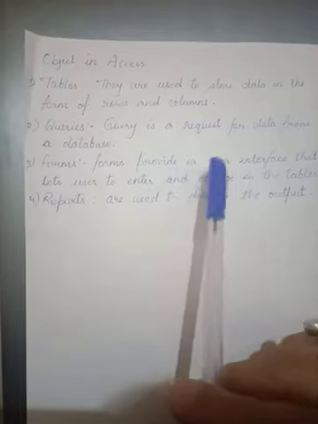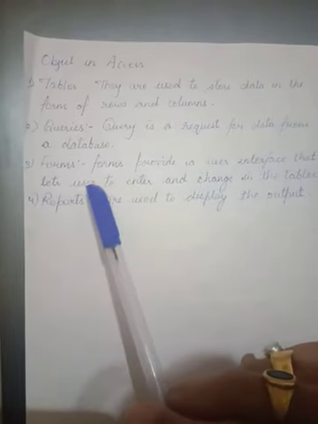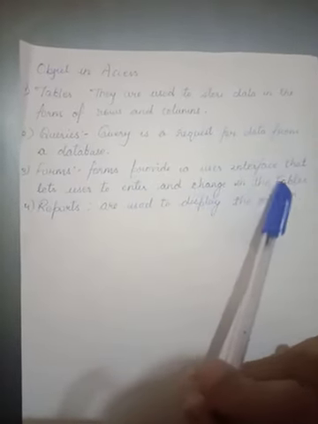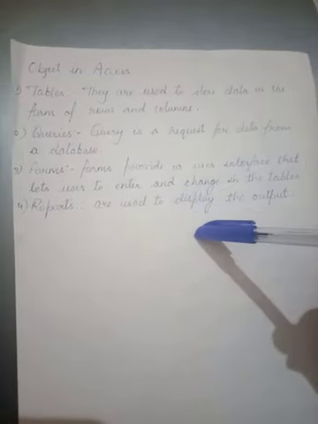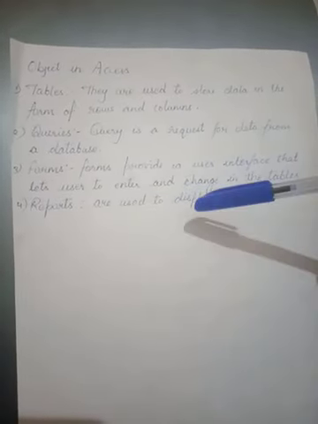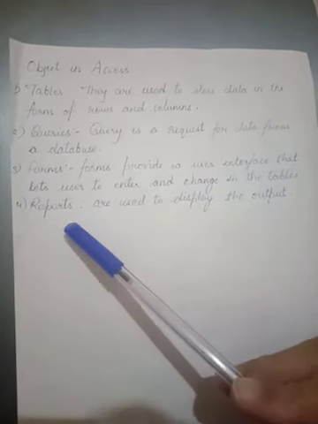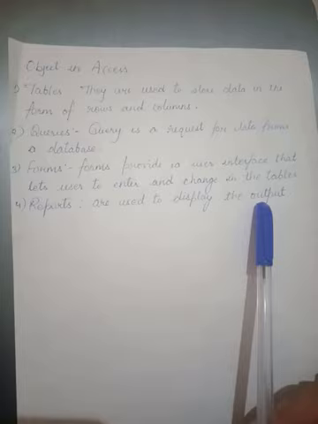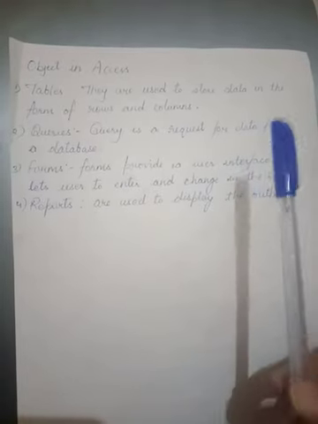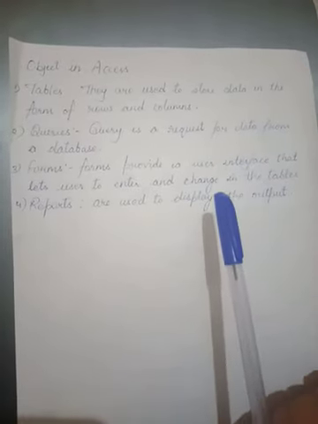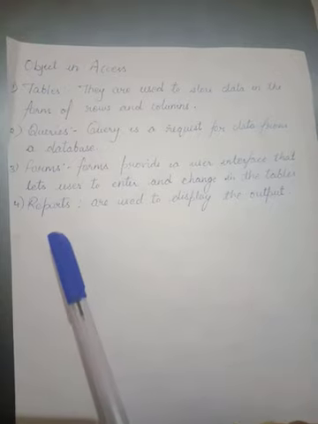Third, forms provide a user interface that lets the user enter and change data in the tables. Whatever work we do in MS Access, we will do in forms. It provides a GUI, that is graphical user interface, to perform tasks in a database. The fourth one is reports, which are used to display the output. The output which we get after writing the query, that we will get in our reports.